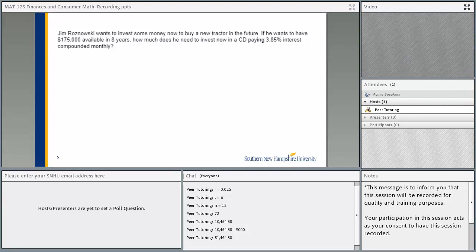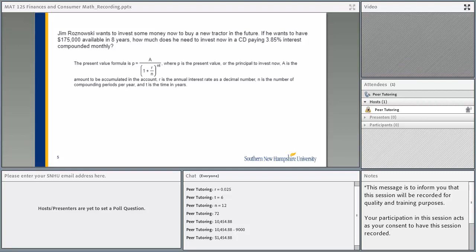A different type of problem that you will encounter is this example here. Jim Rosanowski wants to invest some money now to buy a new tractor in the future. If he wants to have $175,000 available in 8 years, how much does he need to invest now in a CD paying 3.85% interest compounded monthly?